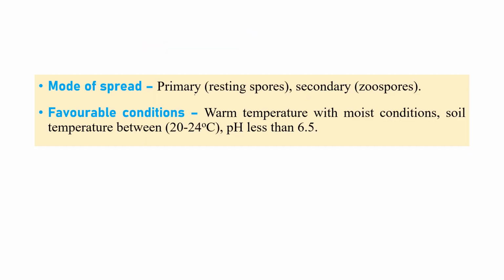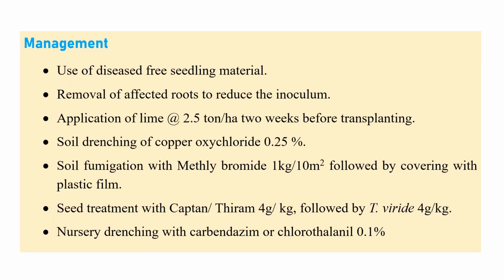The mode of spread: primary is the resting spore, secondary is the zoospores. The favorable conditions for disease development are 20 to 24 degrees centigrade when the pH is 6.5, around 5.2 is very favorable. When the pH increases, automatically we can manage this disease. Coming to the management aspects: use of disease-free seedlings and removal of affected roots.